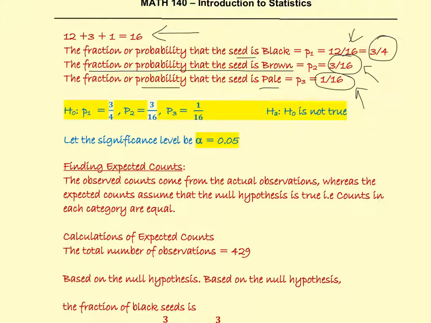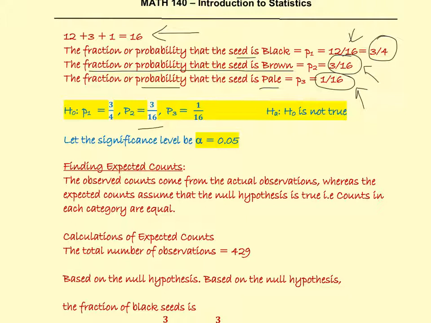So this is what helps us set up a null hypothesis. So the null hypothesis assumes that the law is true, which means the proportion of the black seeds is 3/4, which is 12 out of 16. The proportion P2 of the second type of seed, which is the brown seed, is 3 out of 16, and the proportion of the third type of seed, which is the pale seed, is 1 out of 16.